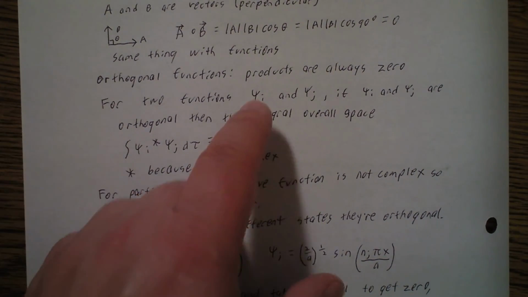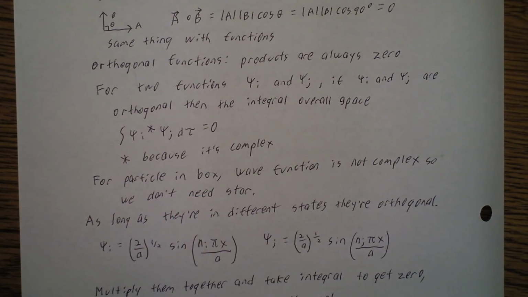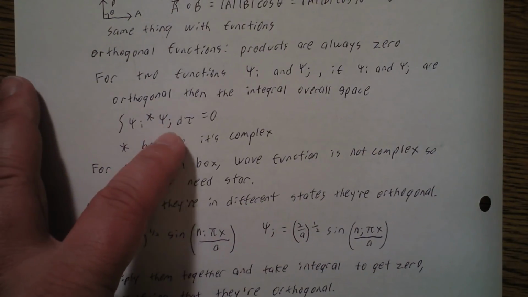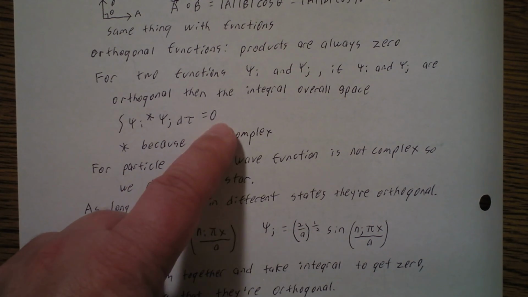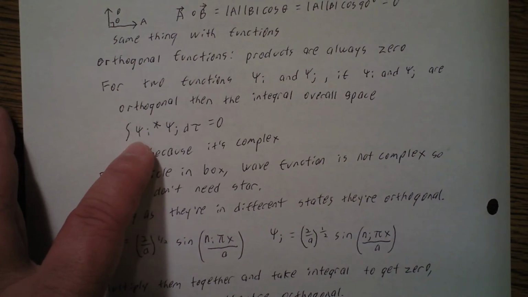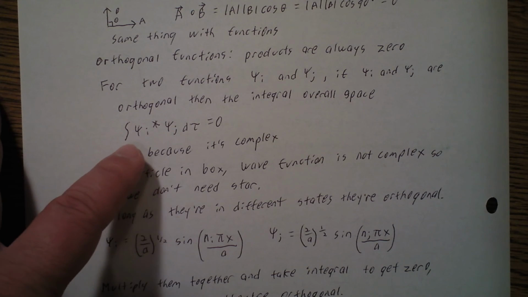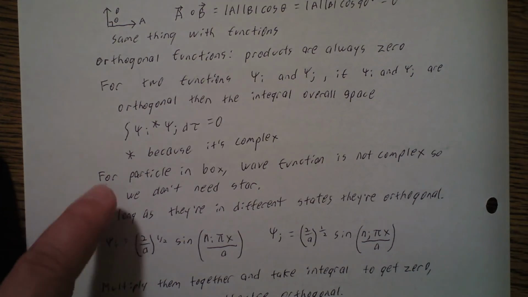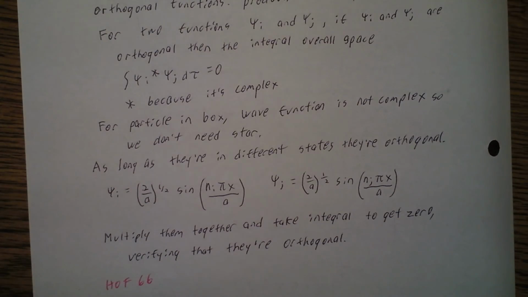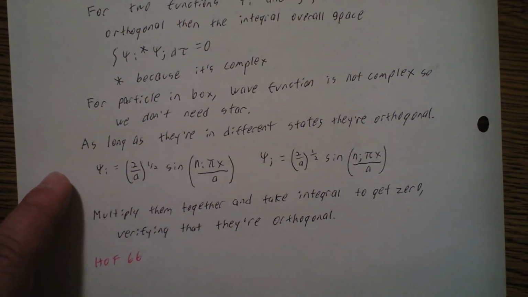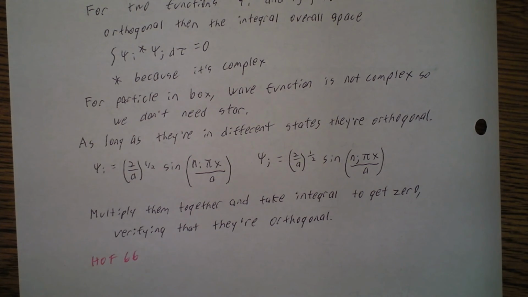So let's say we have two functions, psi i and psi j. If psi i and psi j are orthogonal, then the integral over all space, the integral of psi i star psi j d tau is equal to 0. Now star means complex, so it actually means the complex conjugate. So it's actually the complex conjugate of psi i, times psi j with respect to tau. And tau means all space, so this is actually three-dimensional. So for a particle in a box, the wave function is not complex, so we don't need the star. As long as they're different states, they're orthogonal.